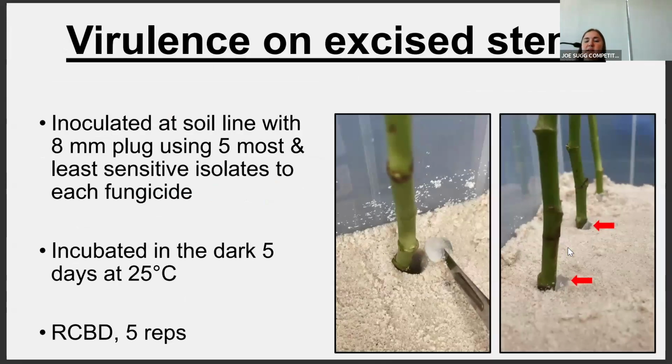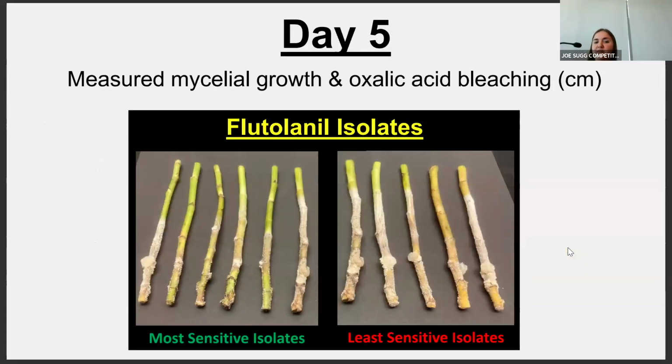I then inoculated at that third node using actively growing cultures, and I incubated these boxes in the dark for 5 days at 25 Celsius. And this was a randomized complete block design with 5 reps. On day 5, this is an example of what I would have seen for my most and least sensitive isolates. And then I measured the mycelial growth on the stems and the length of bleaching due to the oxalic acid.